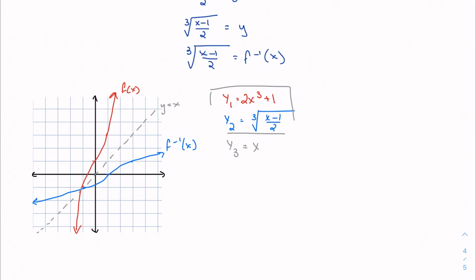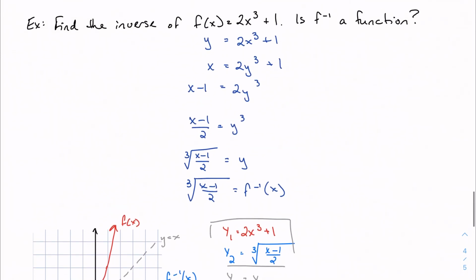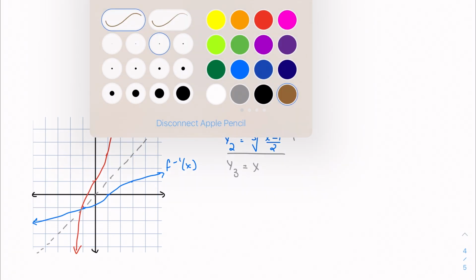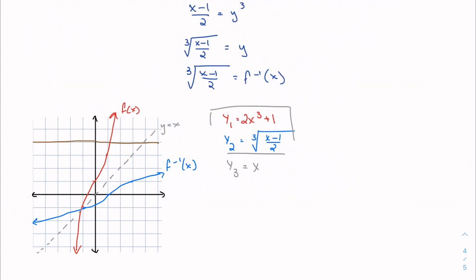So I would say that f inverse is in fact the inverse, and I would also say that it's a function. If I take a horizontal line, for example, maybe here, you see that it only ever intersects in one place. So f inverse is a function. And actually, you can also check this by just seeing that f inverse, in this case, passes the vertical line test. So you're good there too. Either method is fine.